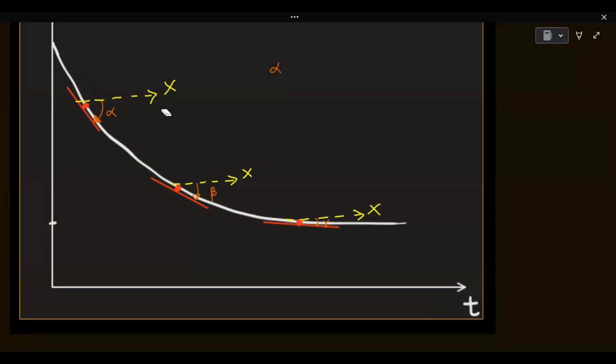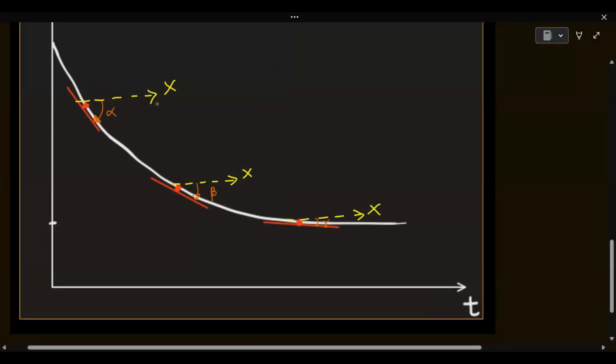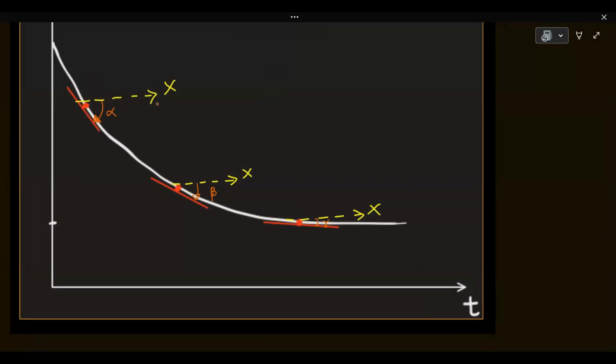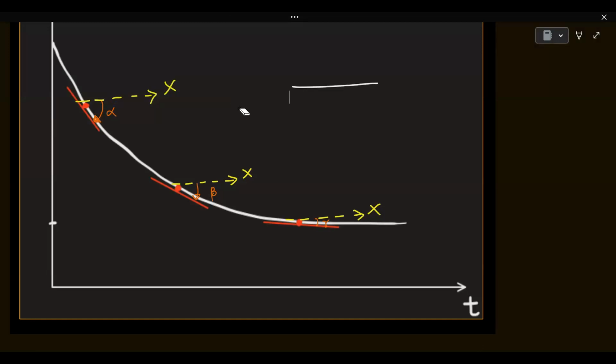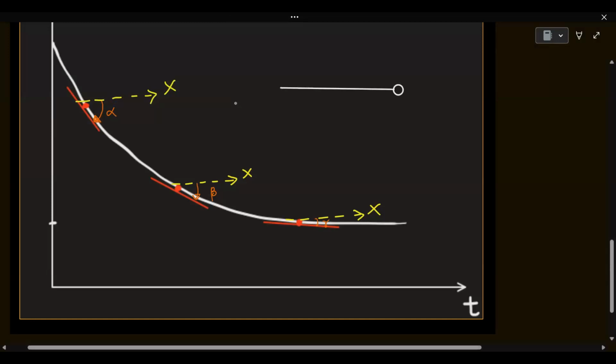Guys, alpha, beta, and gamma, are these positive angles or negative angles? Tell me that first. So they're negative angles. Yes. What I was saying is, if you have a line like this, there is zero slope.